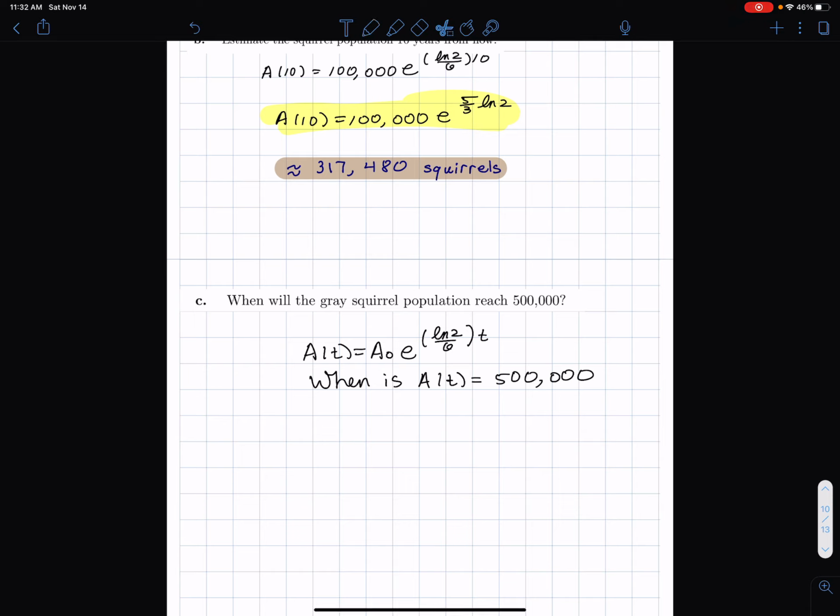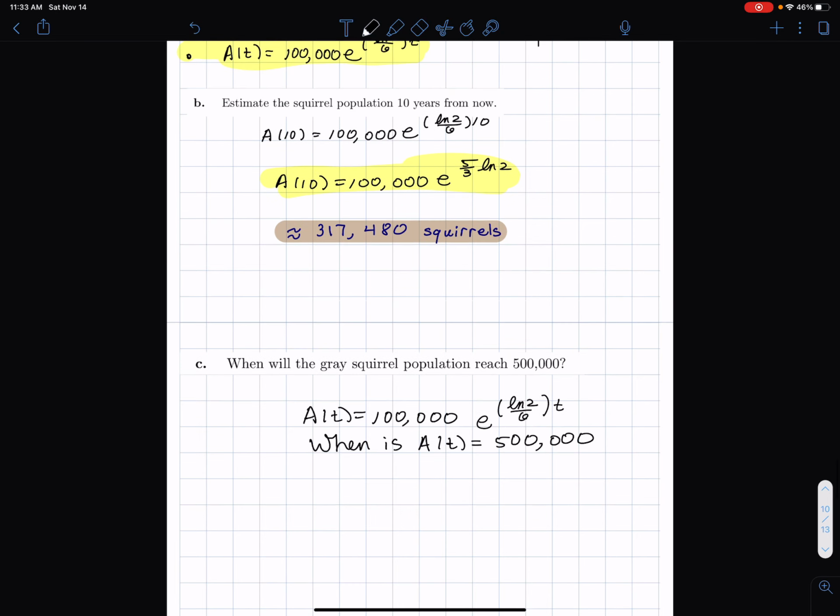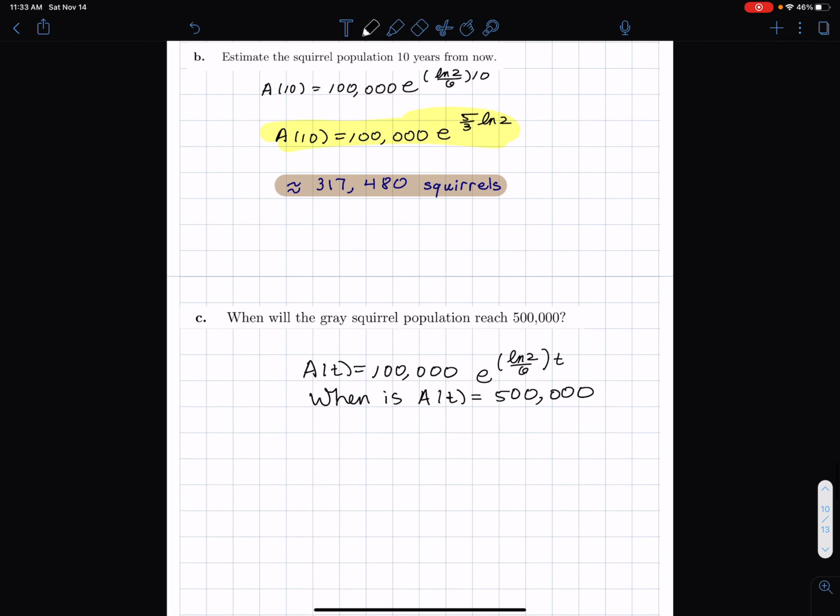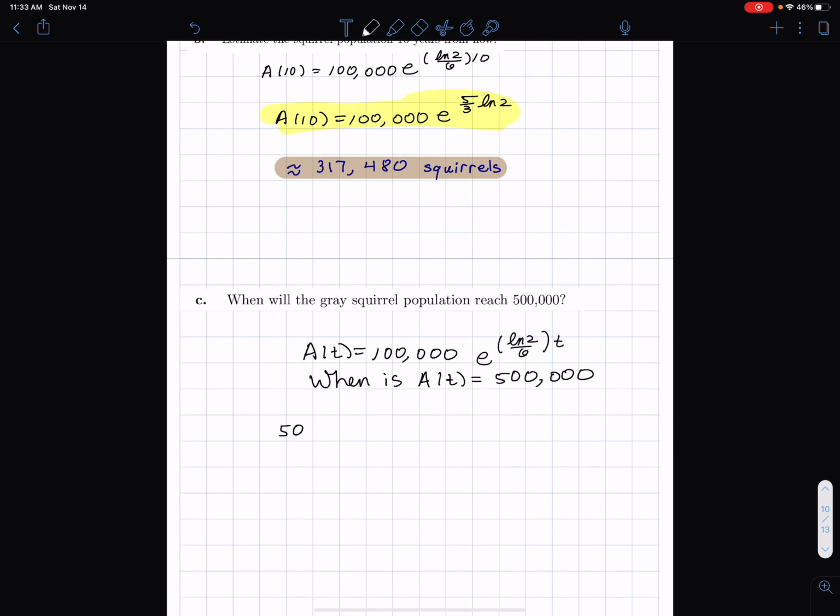And I did this before. A0 for this problem is 100,000. Okay, so we already have that from above. Right, that was from above. So I'm going to put A as 500,000. And then that's 100,000 e to the ln 2 over 6 t.